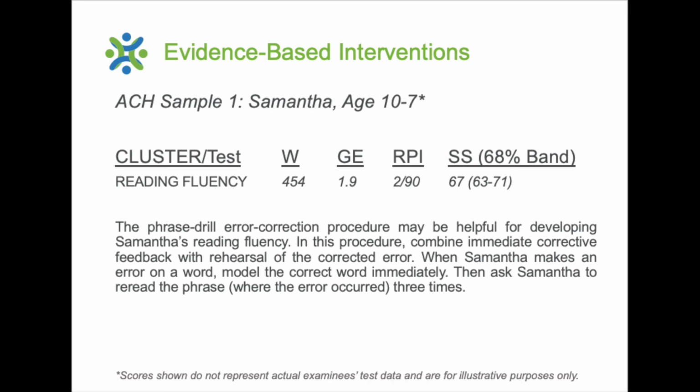WIIP reports provide detailed information on all recommended interventions. Here we see an example of an achievement intervention, which recommends the phased drill error correction procedure to help develop the examinee's reading fluency. Note that the report also provides an example of how to perform this procedure. For the cognitive abilities and oral language batteries, detailed suggestions for accommodations may also be offered, depending on the examinee's results.